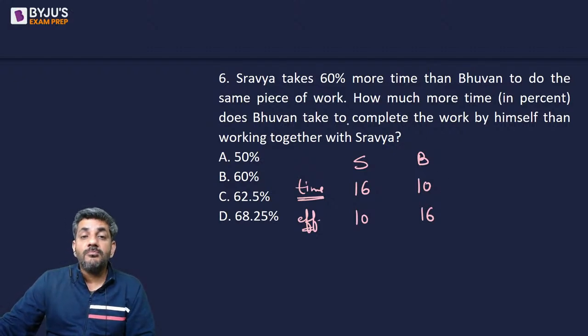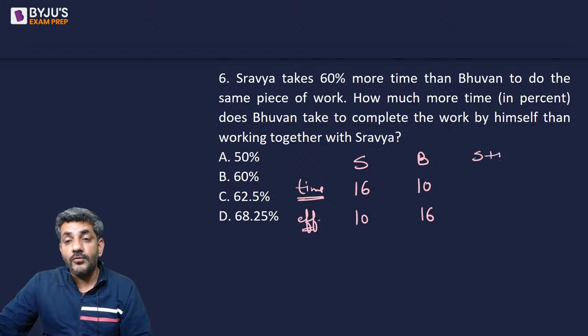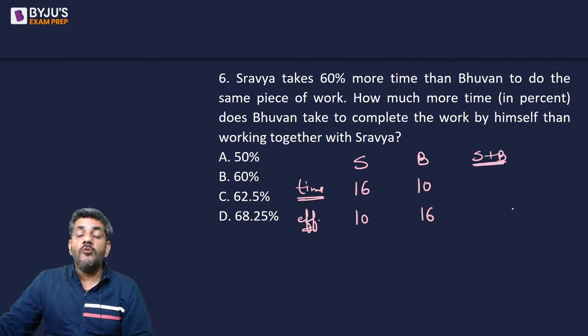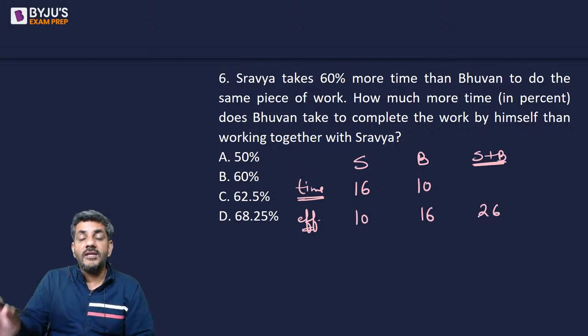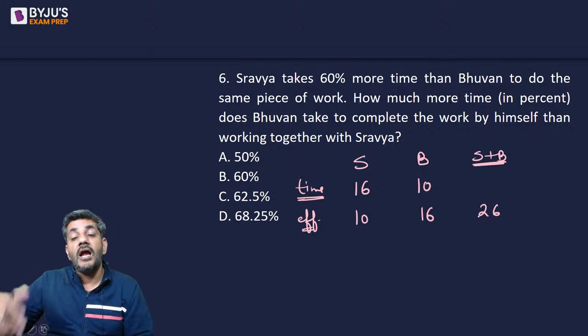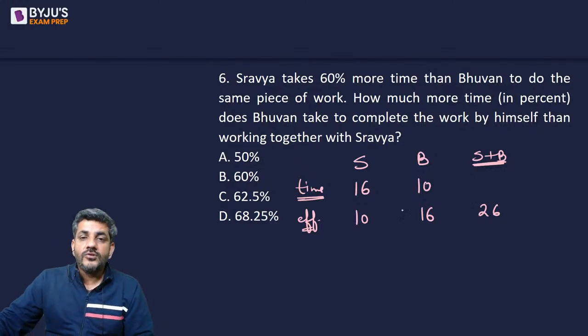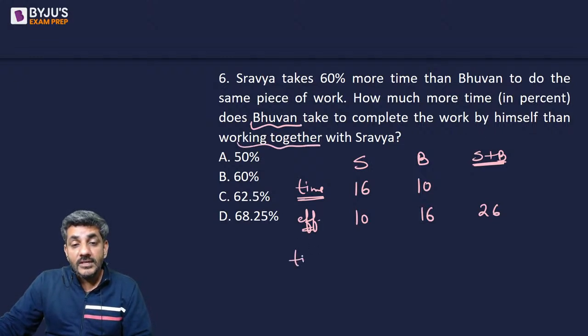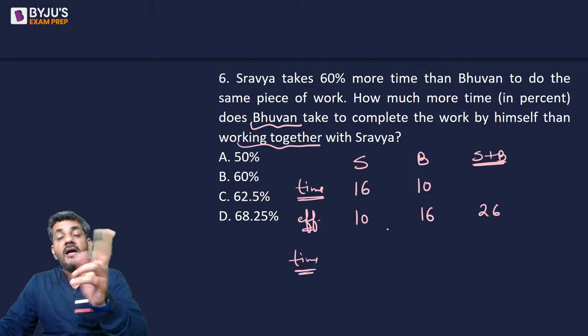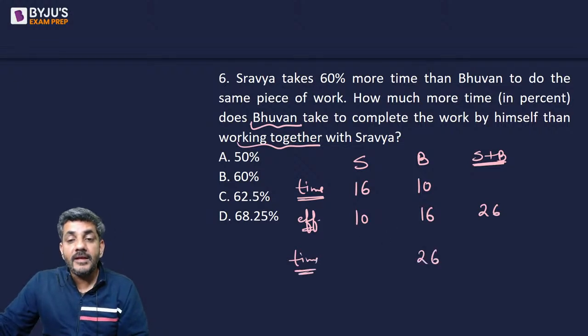How much more time does Bhuvan take to complete the work by himself than working together with Sravya? So now, if Bhuvan and Sravya work together, how much time are they going to take? If efficiency of Sravya is 10 and Bhuvan is 16, the total efficiency of Sravya and Bhuvan is 26. So when I talk about the time of Bhuvan and the two together, that will be the ratio of 26 is to 16, or you can say 13 is to 8.